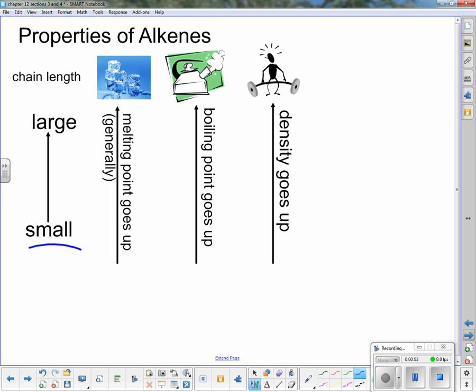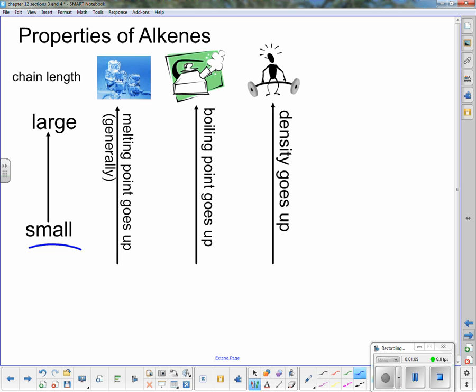Same thing goes with boiling. As I get longer and longer molecules, it takes more and more energy to get it to boil. Density goes up because I've got more and more carbons packed into an area. I have less space.